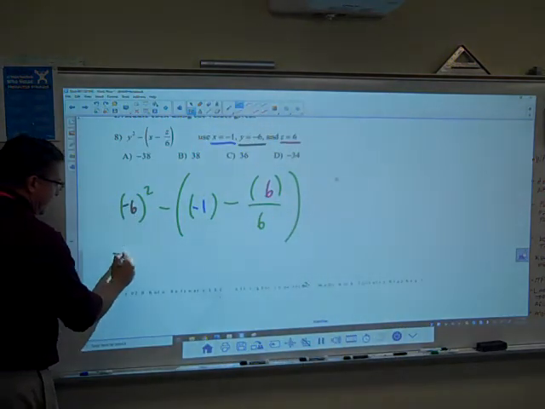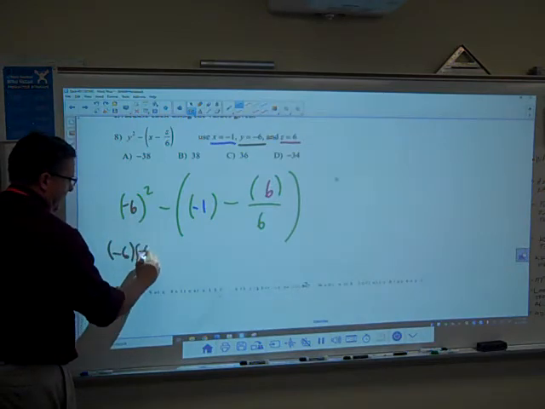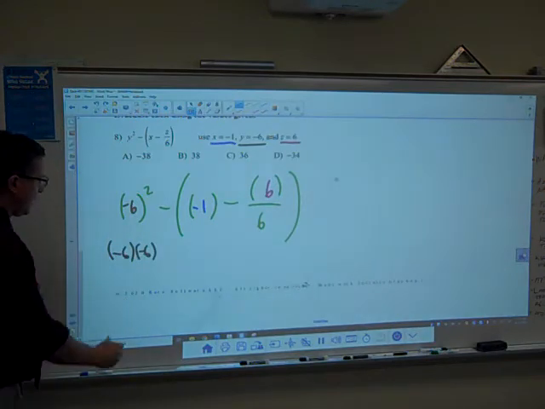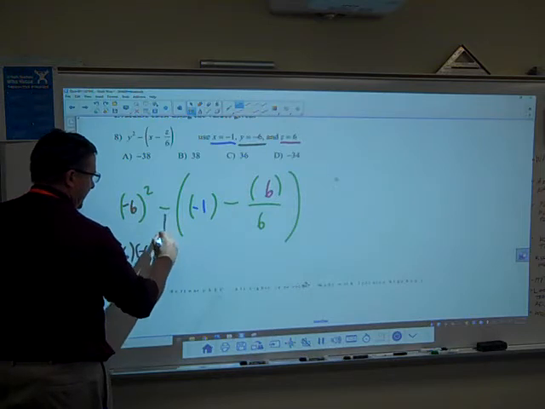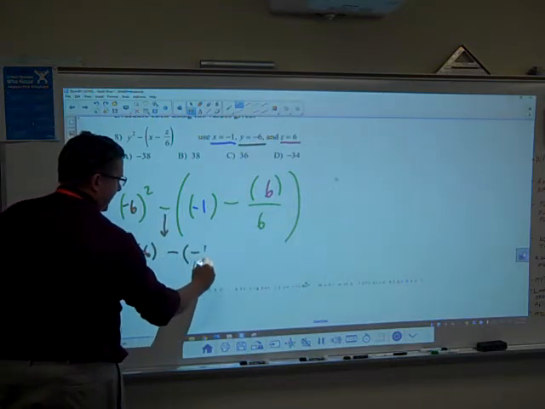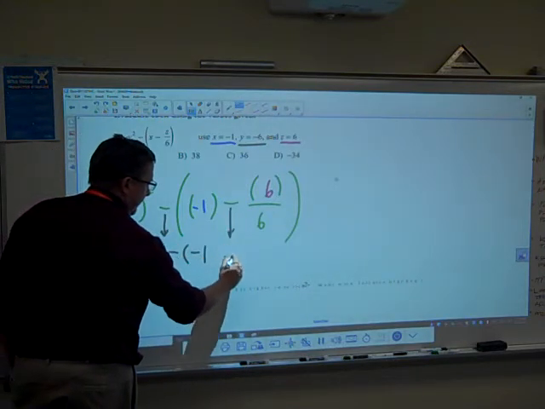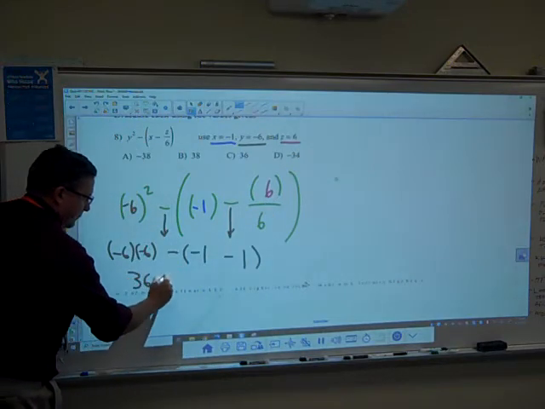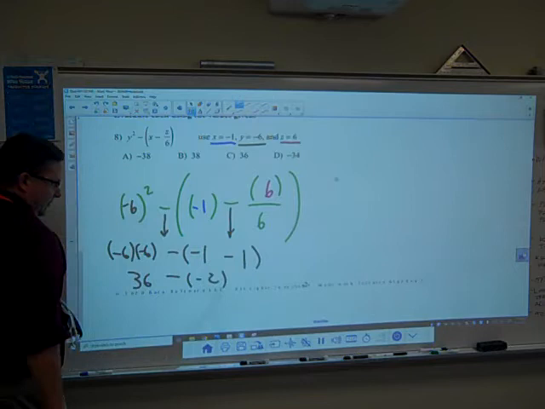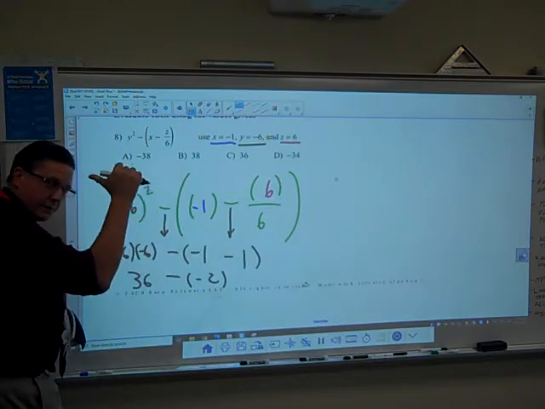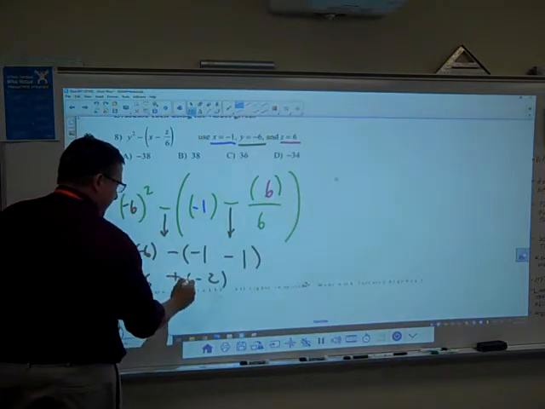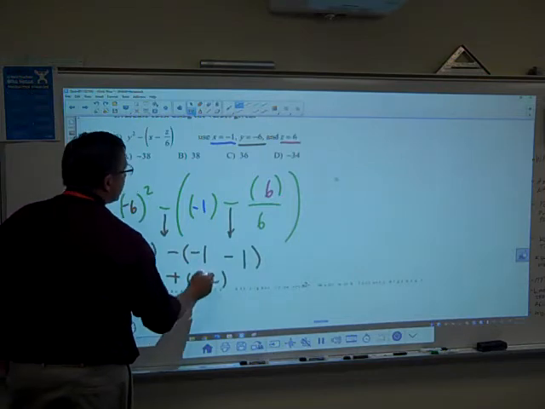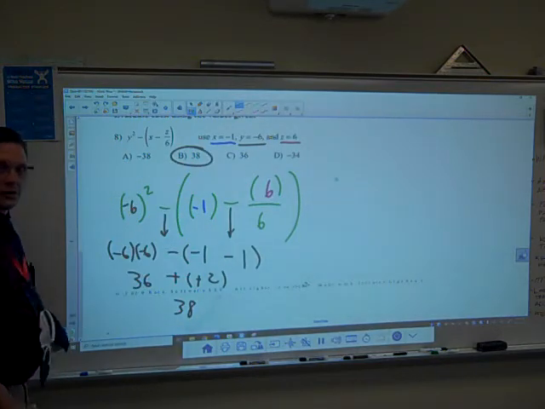Everybody, -6 times -6. This is what a lot of us got, -36. This is going to be +36. This negative comes down. I get -1. This minus comes down. 6 over 6 is 1. I get 36 minus -1, -1, -2. Negative is up, positive. 36 and 2 is, letter B, 38.